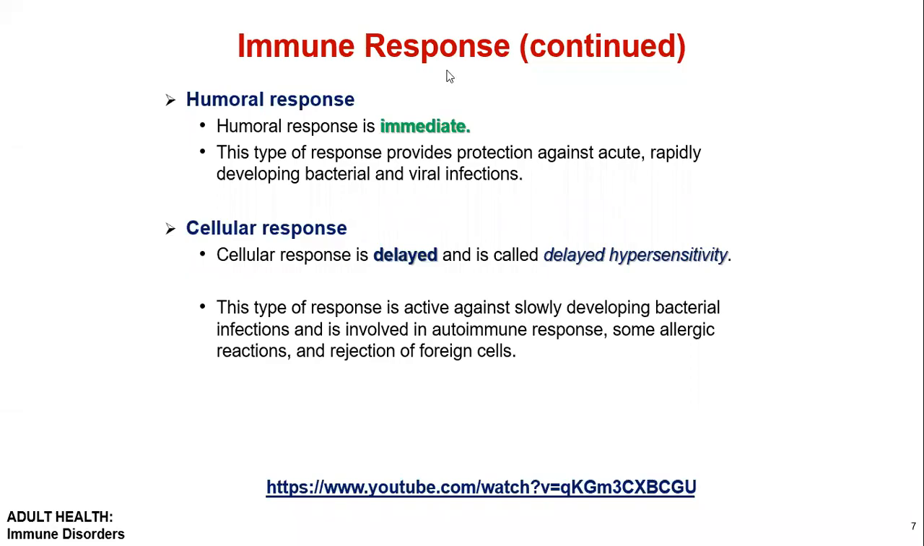So here I'm going to talk about the type of immune response and type of immunities. First one: immune response is two types, humoral response and cellular response. Humoral response is immediate, but cellular response is delayed, or we call it delayed hypersensitivities.